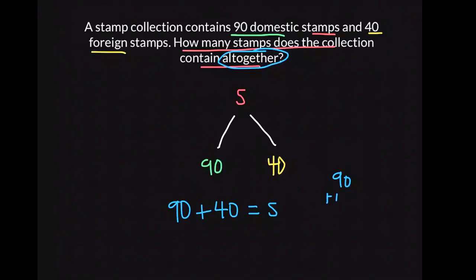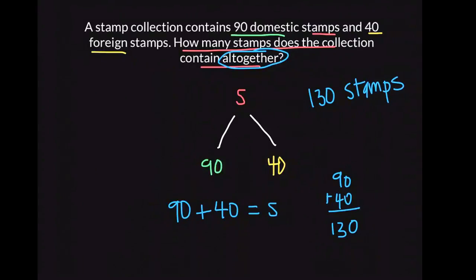90 plus 40. 0 plus 0 gives me 0. 9 plus 4 gives me 13. So altogether, this stamp collection has 100. Oops. My writing's a little bit crazy today. Let's try that again. Altogether, I have 130 stamps.